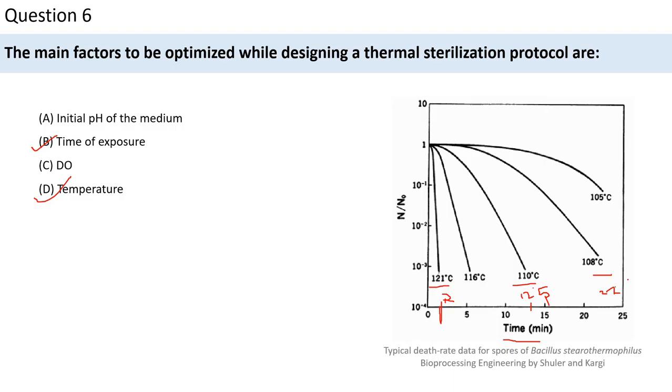So what I'm saying is what I already told: if you want to reduce the temperature, the time of exposure will increase. So from this data, it is very well understood that temperature and time are the important factors that have to be optimized while designing a thermal sterilization process. Okay, so when a question is posted to you, just check. Here they have already clearly given that it is going to be main factors. So don't choose only one option. If there is a possibility of another option, choose that as well.